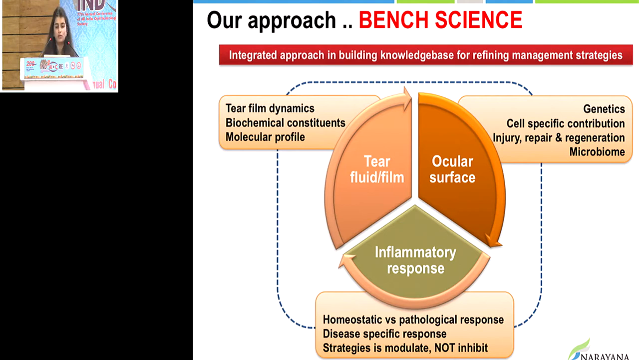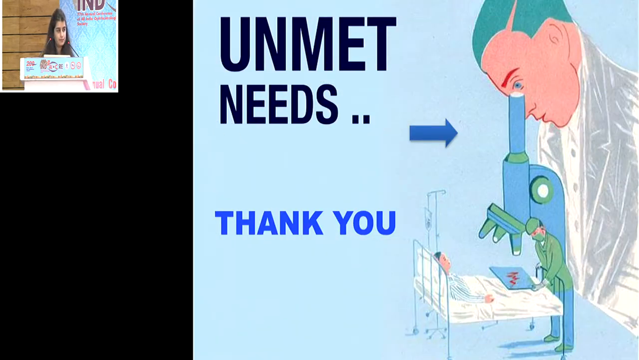Our approach to this is that we need to integrate all this knowledge, and we have to look, as Dr. Rushad rightly covered, from the tear film, the composition of the tear film, look at the ocular surface and in entirety, how is the ocular surface, what is it composed of, and specific drug treatments need to be discovered a little more in detail, because we still are at a horizon where we are not able to find the perfect treatment for dry eye disease. Thank you very much.